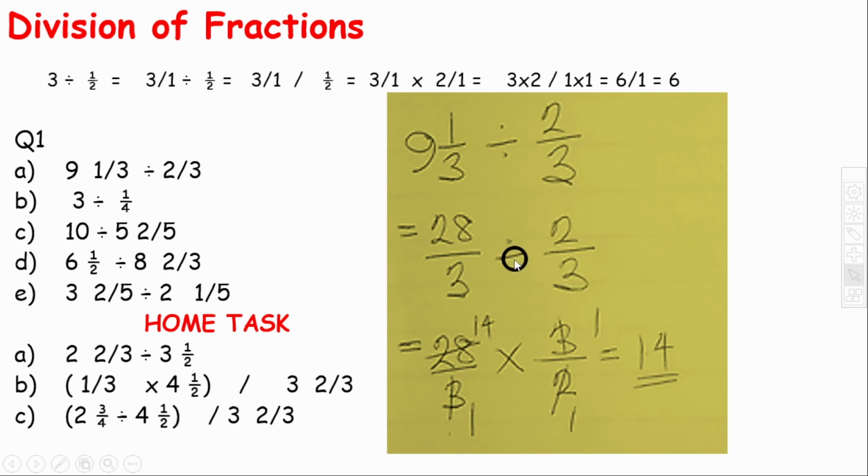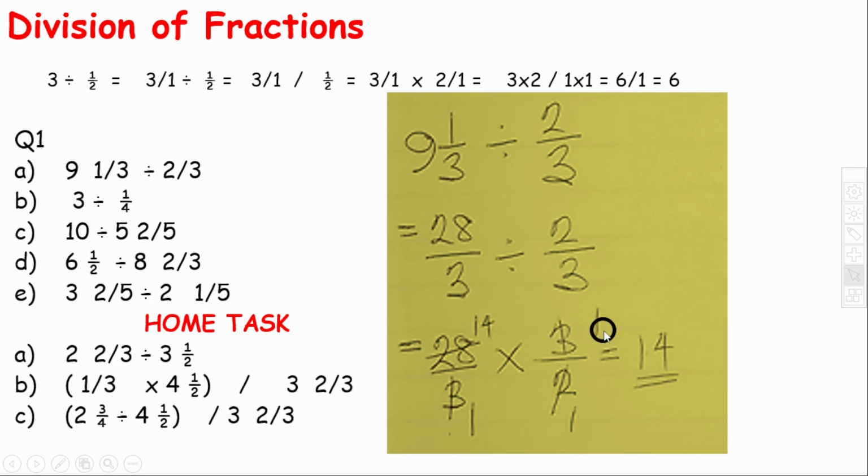So now, to convert this division into multiplication, what do we do? We move this 3 up and you put this 2 down. So it becomes 28 all over 3 times 3 all over 2. Now it is a lot easier. What do you observe? There is a common factor between this numerator 3 and this denominator 3. And the common factor is what? 3. So let's divide both the numerator and the denominator by 3.